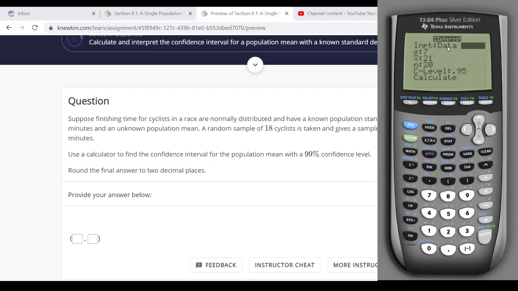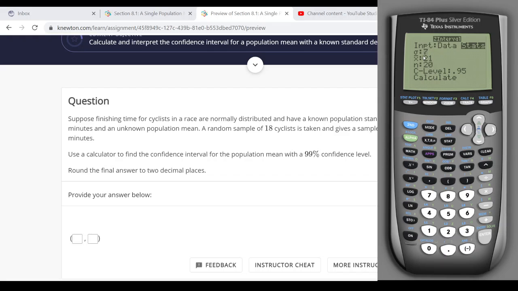And again, do I have a list of data? No. If you had a list of data, you'd have to enter the data, go stat, edit, and enter the list of data, and then use that list. If I went to data here, I'd have to enter this list here, and if there was a frequency list also, but we're not given that here. We're just given statistics. So I go over to highlight stats, and then enter the pertinent information.